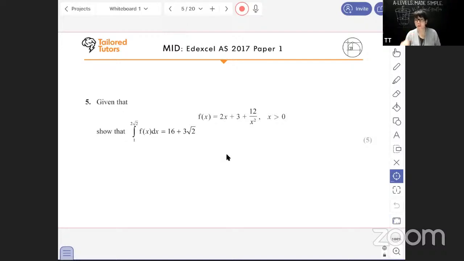But just so that you know, you should be able to use your calculator to type in that integral with the 1 at the bottom and the 2 root 2 at the top and the function, and press go. It won't say 16 plus 3 root 2 because your calculator isn't doing algebraic integration. It's doing like a trapezium rule thing. If you're in the second year, you might know what that is. So it's doing an approximation of the area underneath.